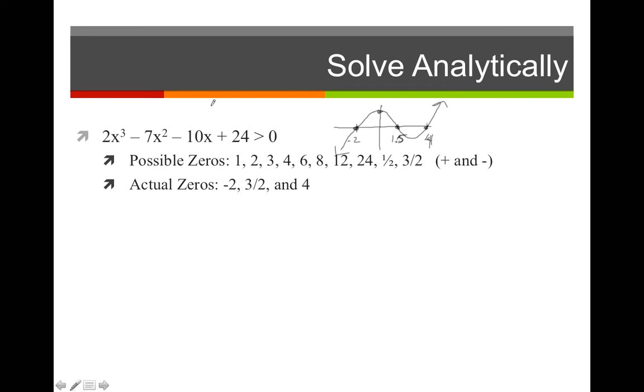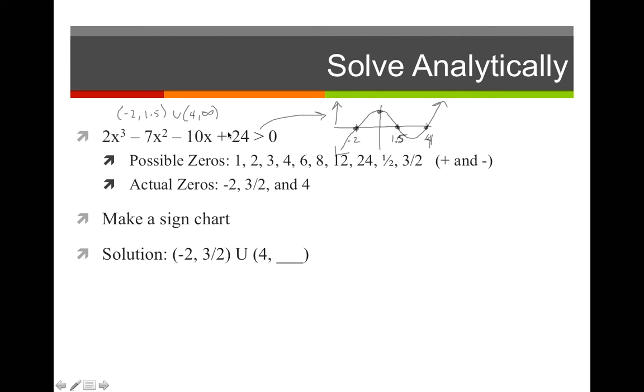So in this, we want to know, where is it bigger than 0? And we know it's bigger than 0 between -2 and 1.5, or 3/2. And it's bigger than 0 from 4 to infinity, because that's where it's above the x-axis. We want above the x-axis here. And if it was greater than or equal to 0, we would just add the square brackets to all three of these numbers. So that gets the little infinity sign there.